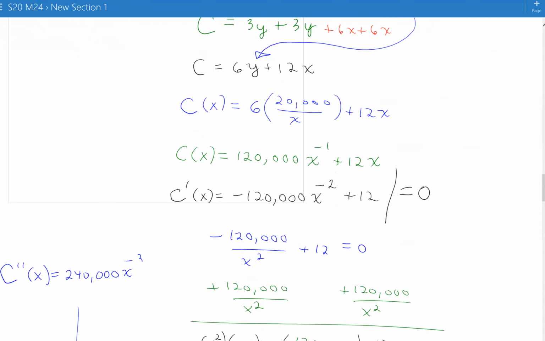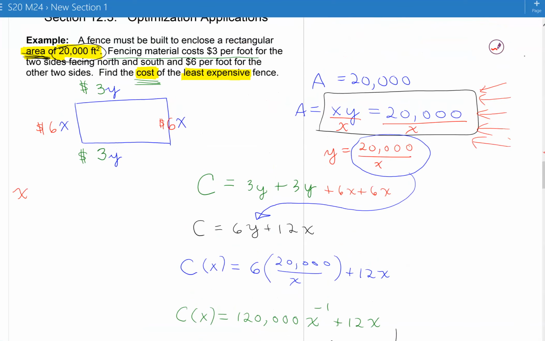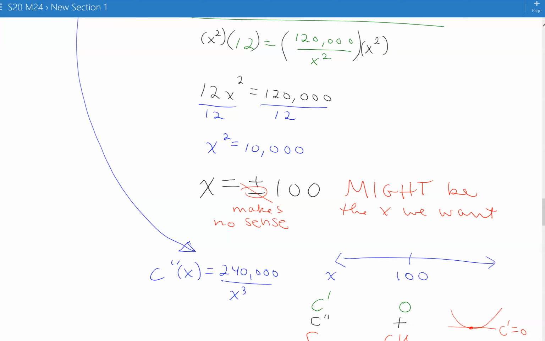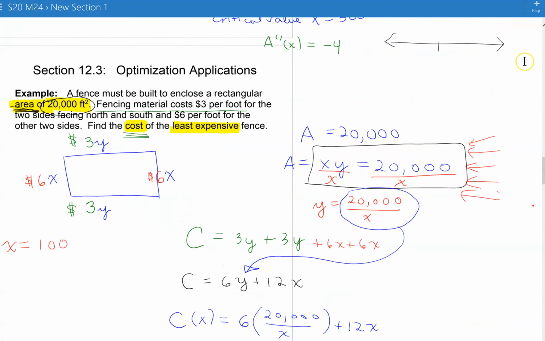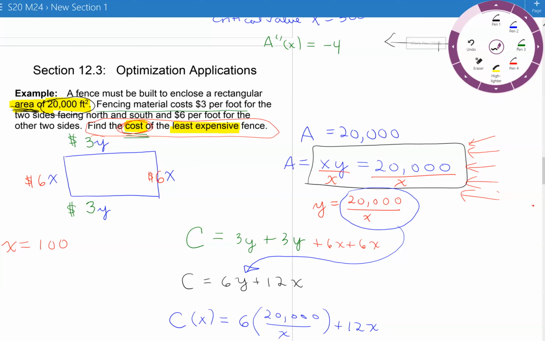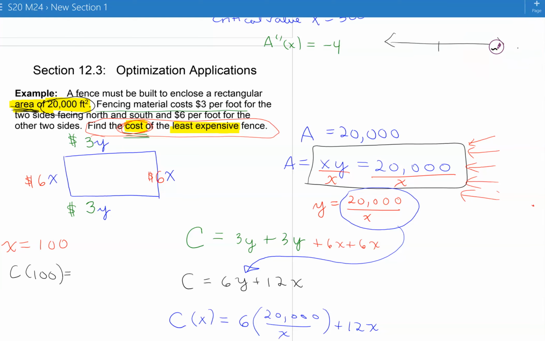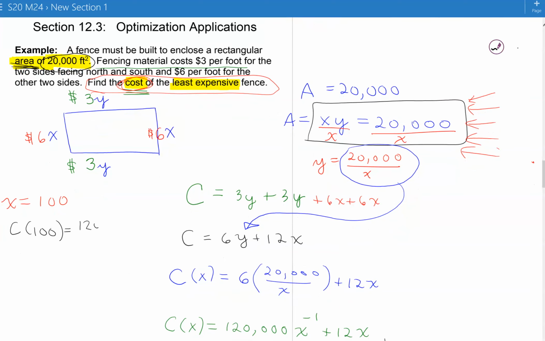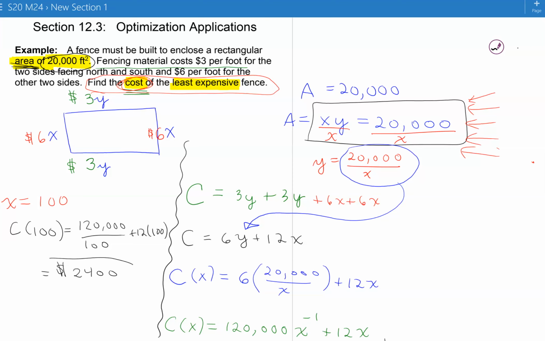Okay, so that's hardly ever the final answer to the problem. So come back up to the problem and say we have x equals 100 is what we discovered so far. Sorry, it's 300, right? No, 100. Getting the two problems mixed up, sorry. So x equals 100. We're actually asked to find the cost of the least expensive fence. So we need to find C of 100. But we have a formula for doing that. It's 120,000 over x, which is 100, plus 12 times x, which is 100. So that's going to be 2,400, and this is dollars because it's the cost of the fence.